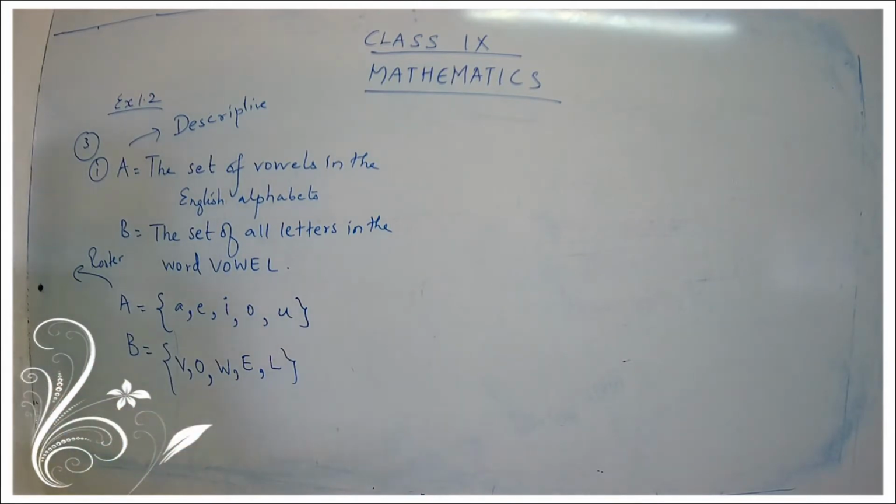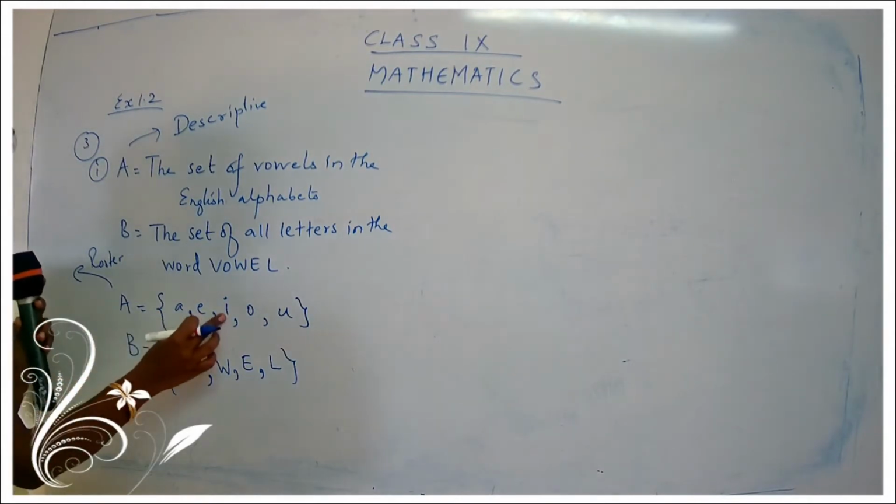Now what I am going to do is, I am going to write the cardinal number of A. What is the cardinal number? Count how many elements are present in A? Yes, 1, 2, 3, 4, 5.